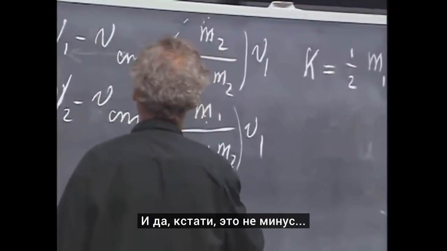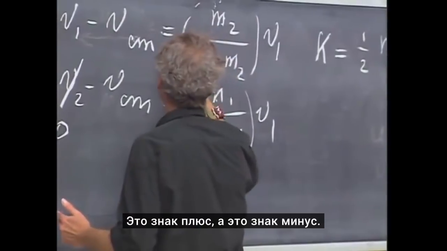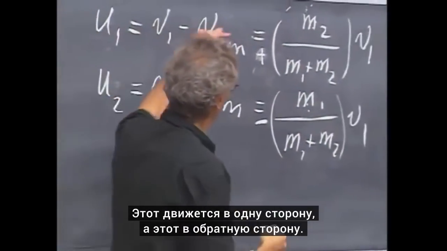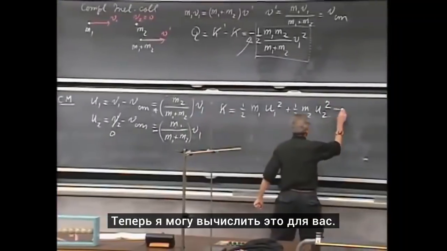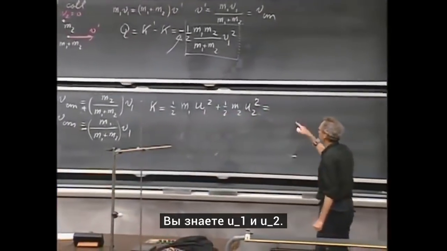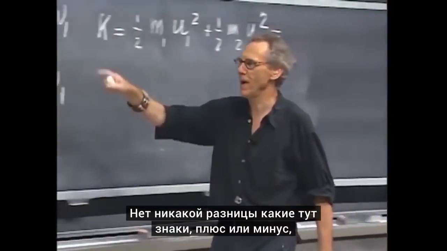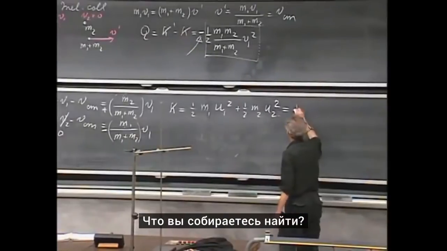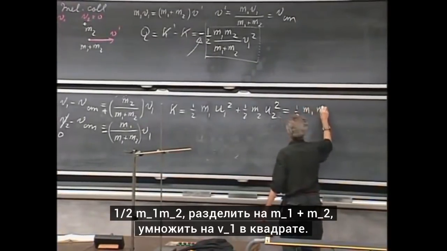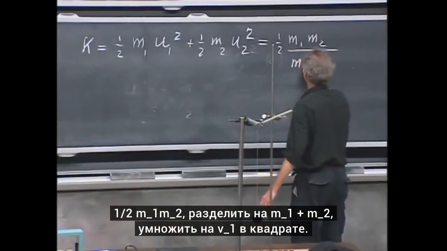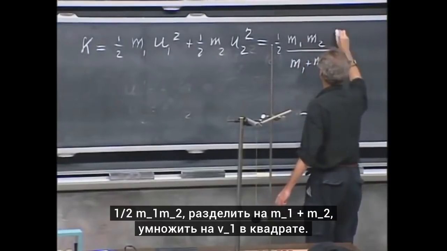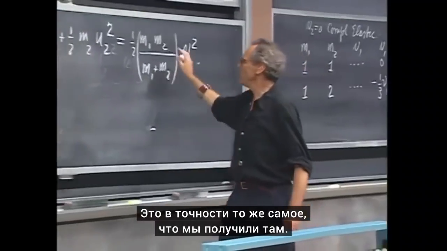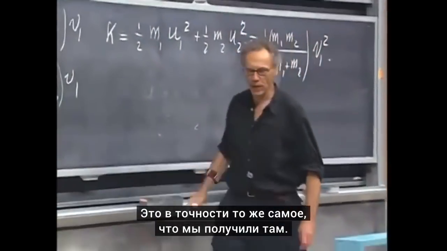Oh, by the way, this is not a minus. This is a plus sign, and this is a minus sign. This one comes this way, and this one goes in that way. Now, I can calculate that for you. You know U1 and you know U2. If there's a plus or a minus sign, it makes no difference because they cancel anyhow. What are you going to find? 1/2 M1 M2 divided by M1 plus M2 times V1 squared. And this is exactly the same that we had there.